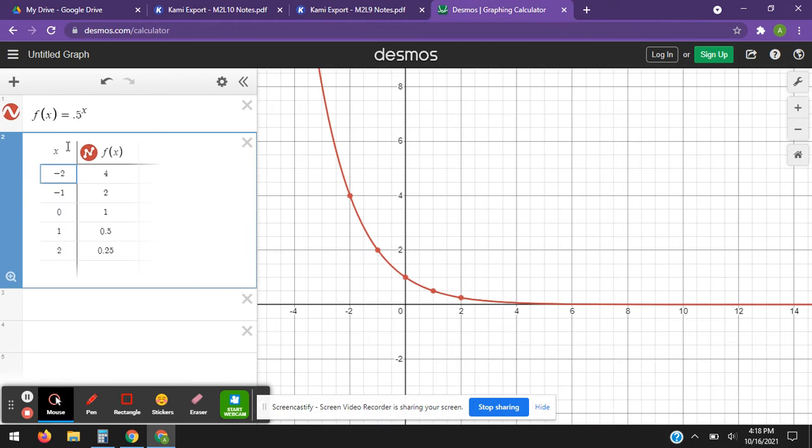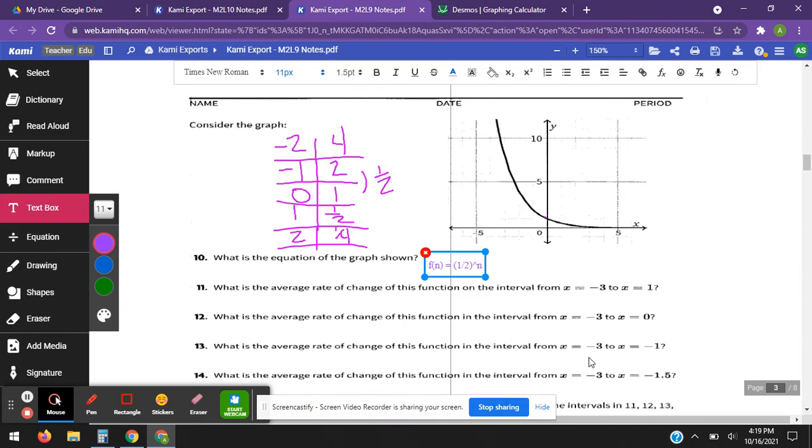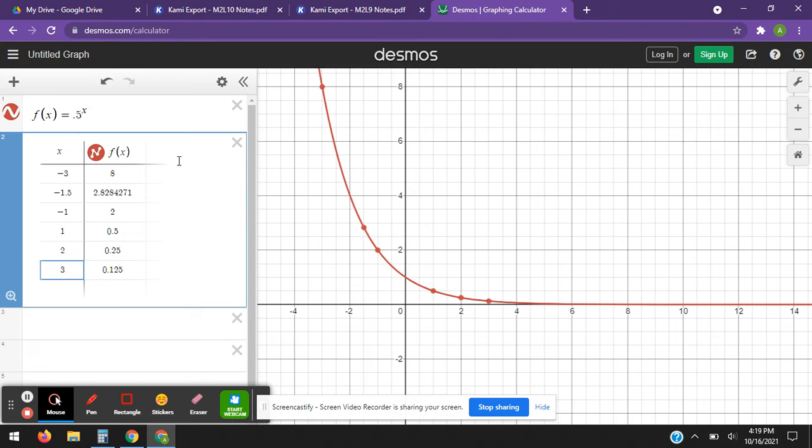Okay, so I need -3, -1. Here I need a -1.5. Oh, I did those backwards. Here would be the -1. And then 1, 2, and let's do 3. Okay. I don't remember if we needed to go to the positives. Oh, it's just 0 to 1. All right, that's okay.